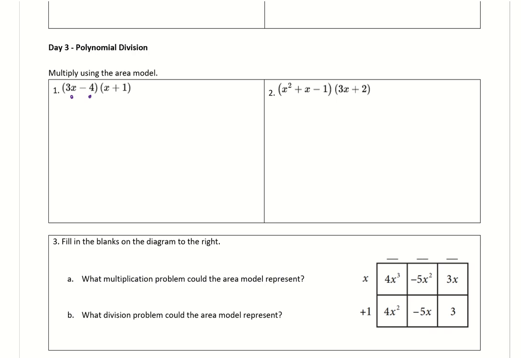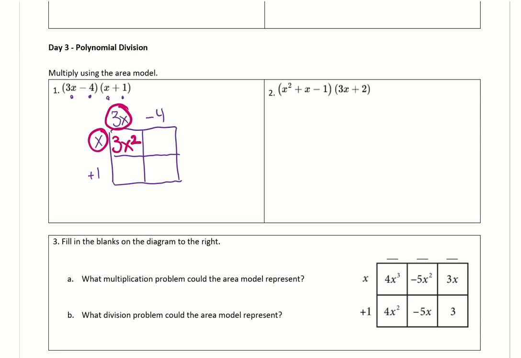So here we have a 2 by 2 times a 2 by 2. So we are going to make an area model with a length and a width that both have two spaces. So 3x minus 4 and x plus 1. It doesn't matter which side you put things on as long as you get both. Now in each blank, we're going to put the product. So here we're going to do 3x times x, which gives us 3x squared. Then we're going to do negative 4 times x, which gives us negative 4x.